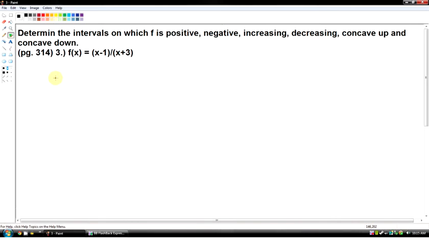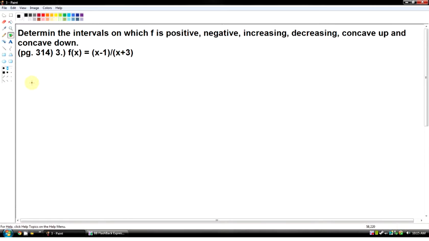Hello, this is Brian Silva, and today I'm going to show you how to find the intervals of a function's behavior. The problem we'll be doing is on page 314 of our books, problem 3. This problem is telling us to determine the intervals on which f is positive, negative, increasing, decreasing, concave up, and concave down.